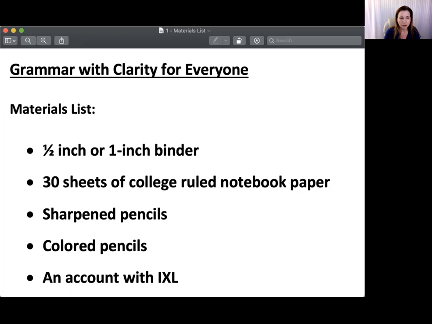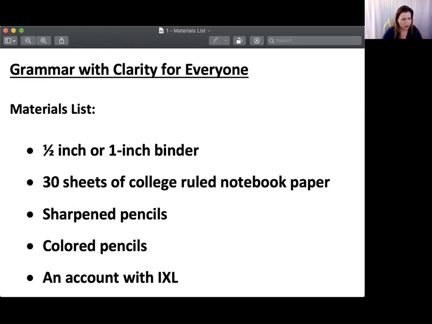The college ruled aspect is very important. Please don't use a composition book. Please don't use wide ruled paper. The reason is that each page of notes has been thought through, and space-wise, we need to use college ruled regular size notebook paper in order to make everything fit.